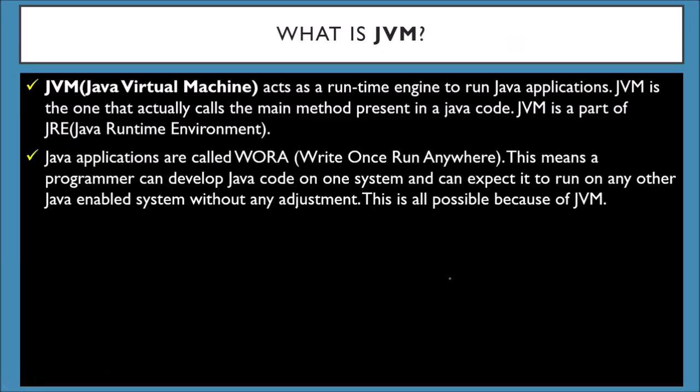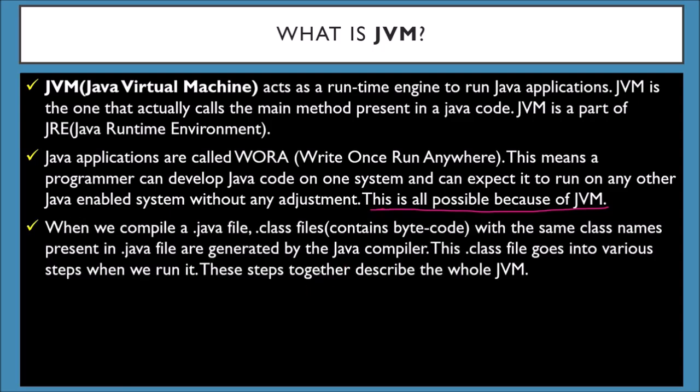Java applications are called WORA. That is nothing but write once, run anywhere. As we just talked about, this means a programmer can develop Java code on one system and can expect it to run on any other Java enabled system without any adjustment. This is possible because of JVM. As I said, you don't have to modify anything when you want to run your program somewhere else.